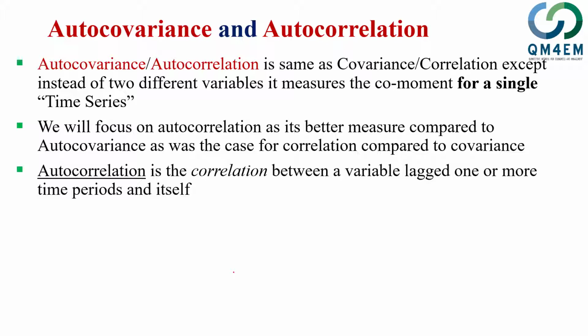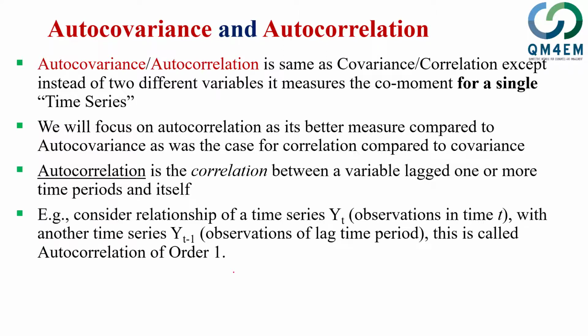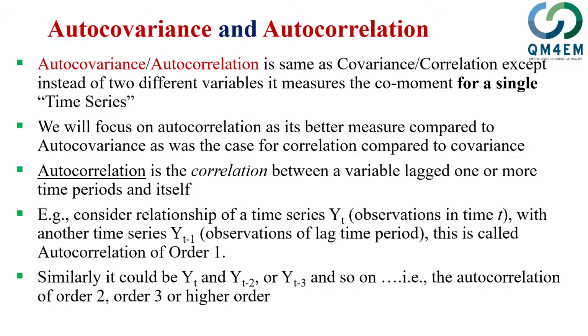Like, for example, I'm measuring a y variable. The autocorrelation would refer to the correlation between the y variable measured in period t and the y variable measured in period t-1 or t-2. So that's what autocorrelation is. This is the example, relating an observation of a time series yt in time t with another observation yt-1, the lag period. This is called autocorrelation of order 1. So you can think of autocorrelation of order 2, order 3, or even higher, depending upon if you are measuring the correlation between yt and its second lag, third lag, or even higher lag values.